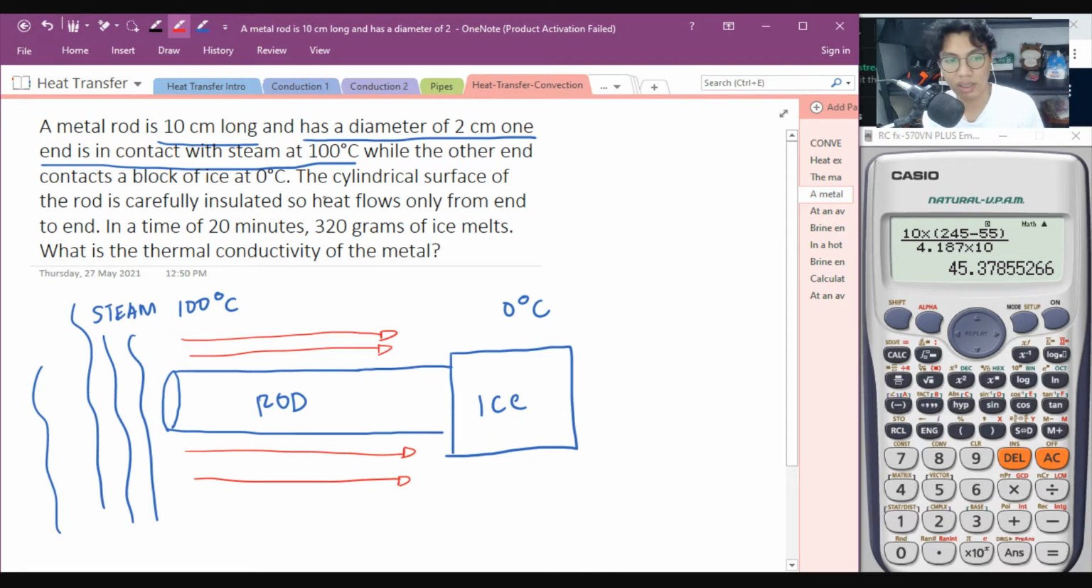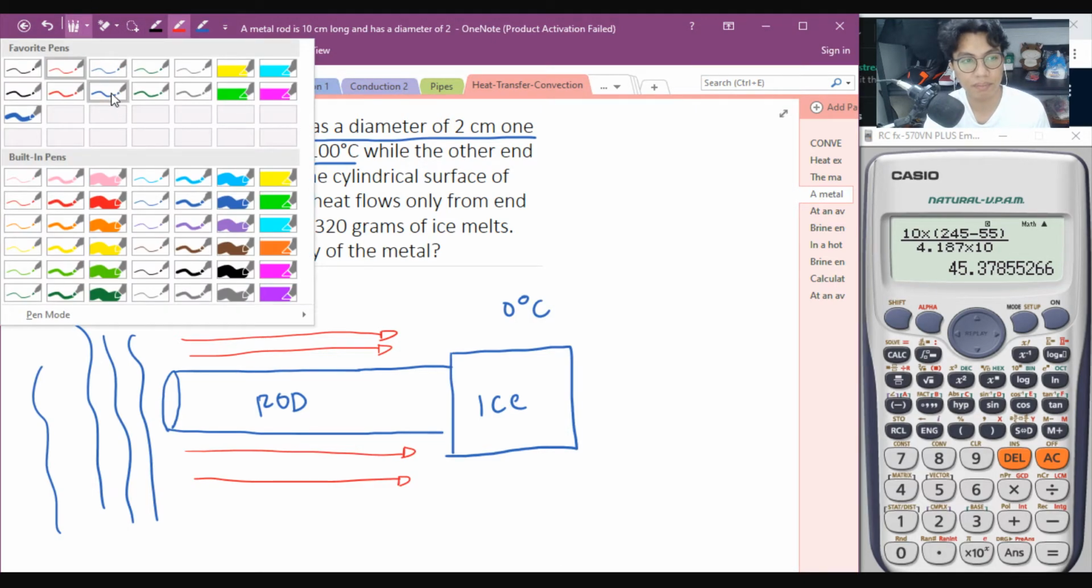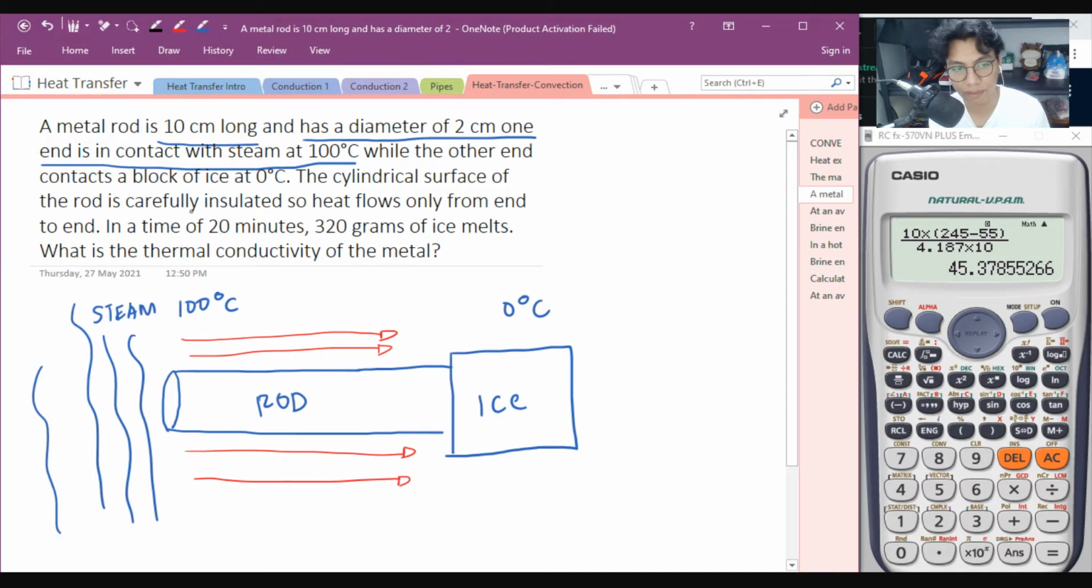Now, the cylindrical surface of the rod is carefully insulated. So, heat flows only from end to end. Ibig sabihin, insulated well to. Kaya may insulation siya. In a time of 20 minutes, binigyan ka ng time, 20 minutes, 320 grams of ice melts. Ibig sabihin, nag-melt siya ng 320 grams. Okay? What is the thermal conductivity of the metal?